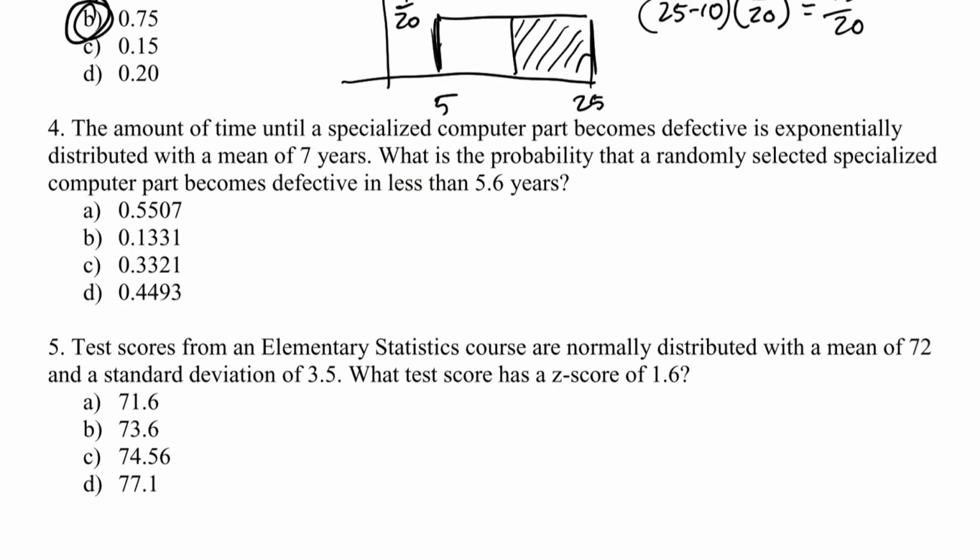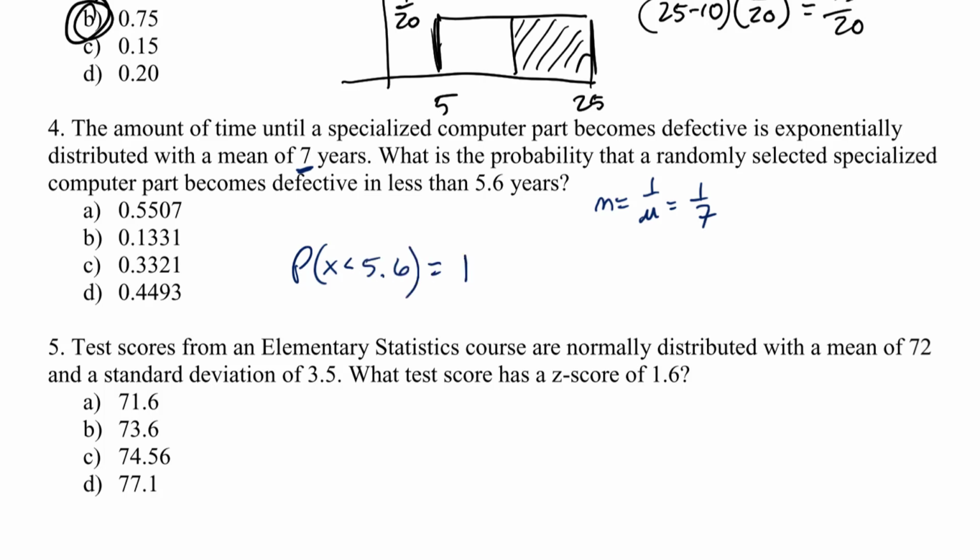All right, moving on to number 4, we're looking at an exponential distribution here with a mean of 7 years. Okay, so if you have a mean of 7 years, that means that our m value, or decay parameter, which is 1 over mu, is going to be 1/7. And here we're asking for the probability a computer part becomes defective in less than 5.6 years. So I'm going to write it like this. Probability x is less than 5.6.